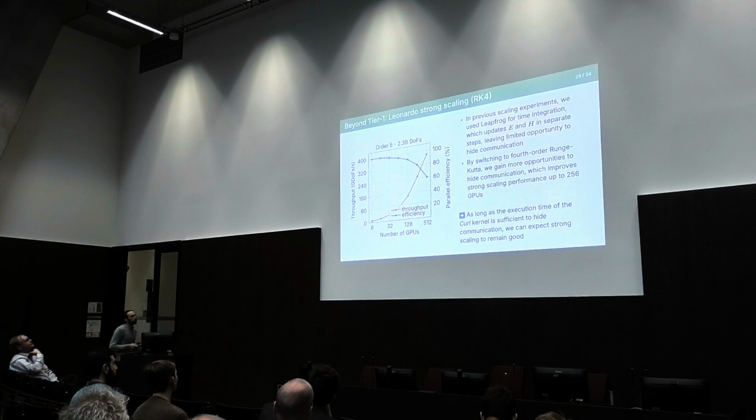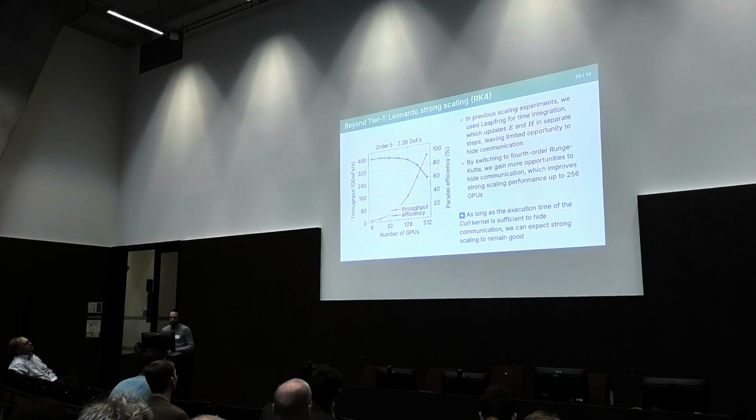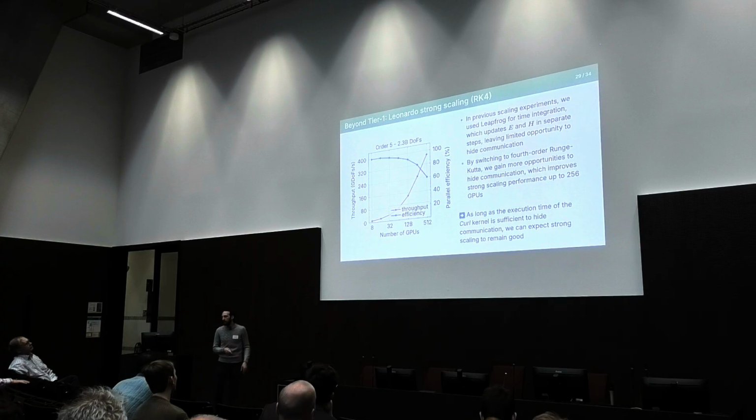Okay. What we can do to improve and go further is change the time integration from Leapfrog to RK4, where we have more time, I would say, to hide the communication, because we have two curl kernels that will execute at the same time. And then indeed, yes, we can get almost good performance up to 256 GPUs, but after that, we cannot.